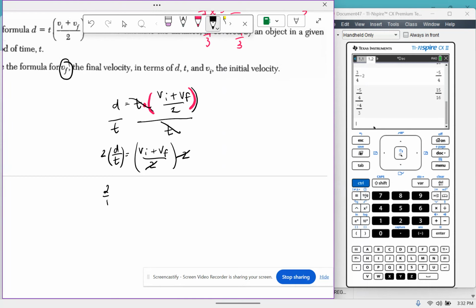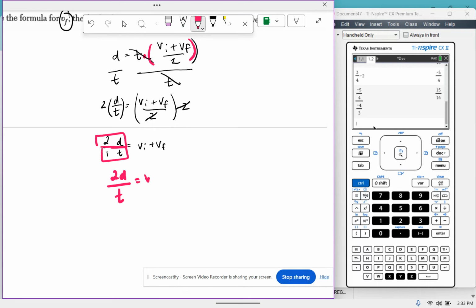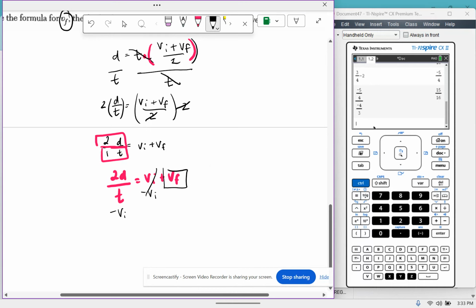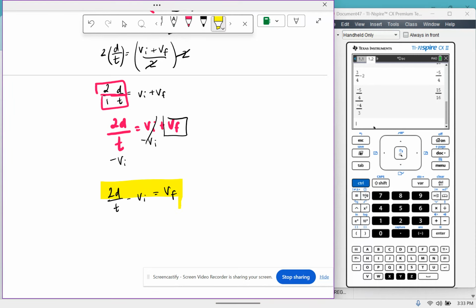So I now have 2 over 1 times D over T equals V sub I plus V sub F. When I multiply fractions, I do numerator times numerator over denominator times denominator. And remember, I'm trying to get V sub F by itself. So I'm going to subtract off the V sub I. What I do to one side, I have to do to the other. I now have 2D divided by T minus V sub I equals V sub F, and I am done.